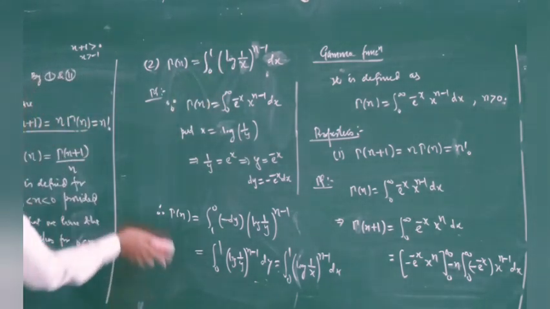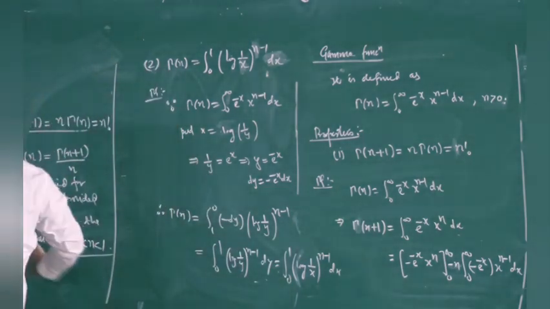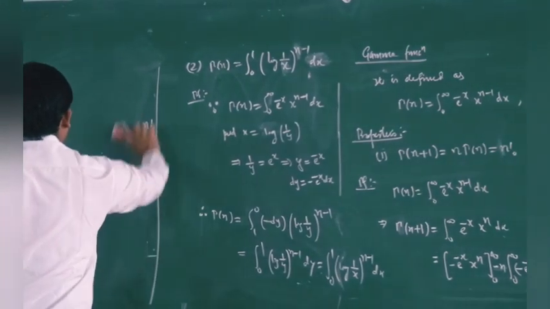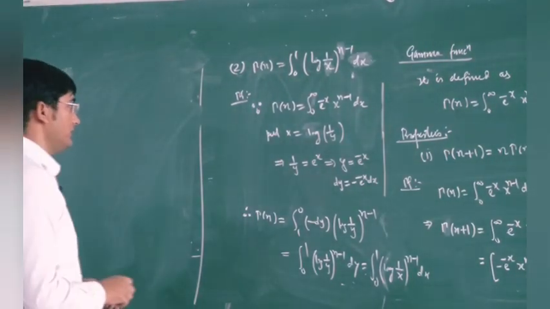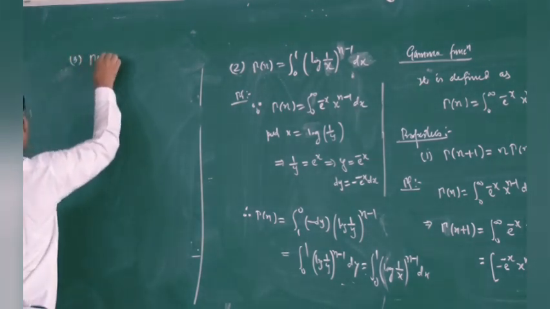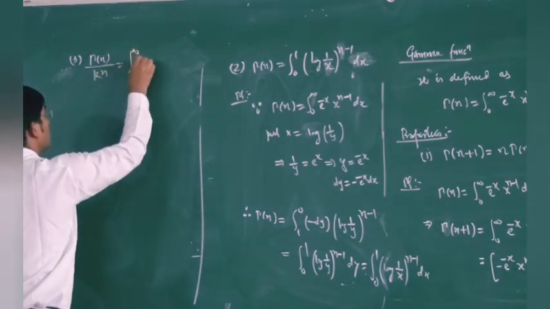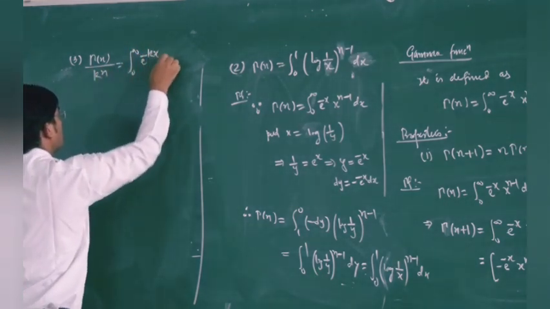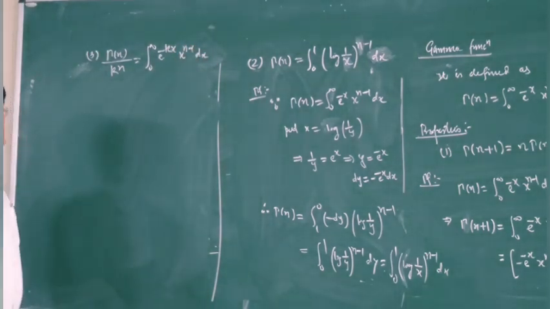Then your third property is gamma n upon k power n is equal to integral 0 to infinity e power minus kx into x power n minus 1 into dx. So this is your third property.